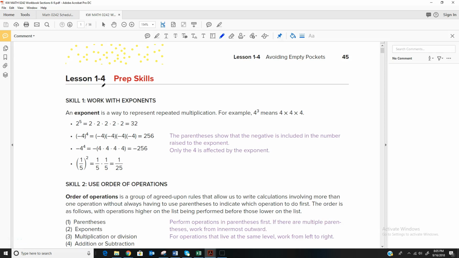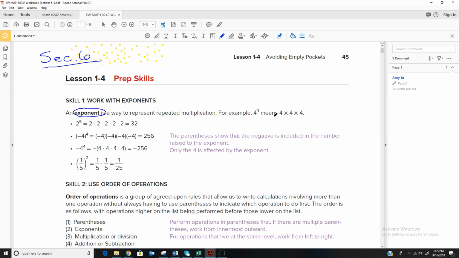Hello all, we're going to start with what in our book is known as section 6, and we're going to of course start with the prep skills. And so our first skill is we're going to be looking at writing repeated multiplication with an exponent.